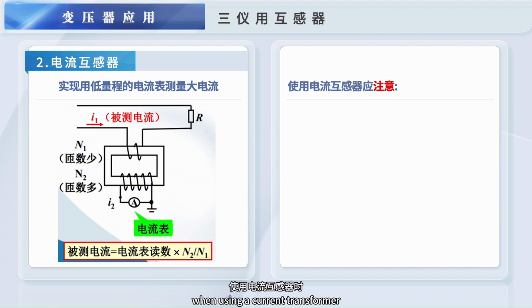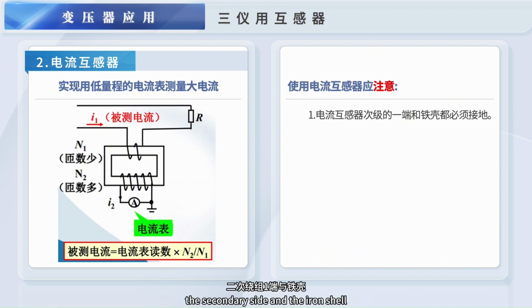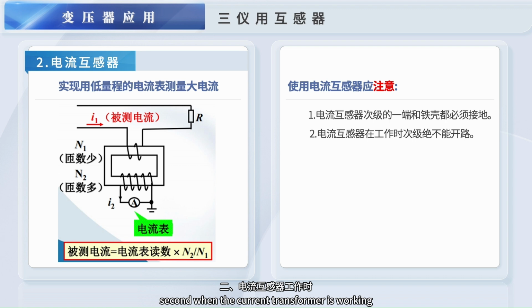When using a current transformer, we should pay attention to the following points. First, the secondary side and the iron shell must be grounded. Second, when the current transformer is working, the secondary side must not be open, because a current transformer is equivalent to a step-up transformer if it is open. A relatively high voltage will be generated, causing electric shock accidents.